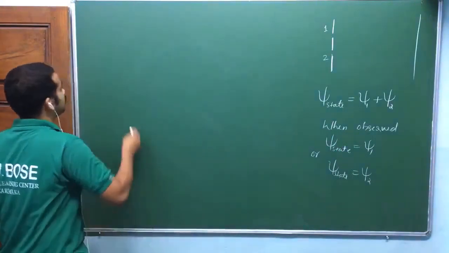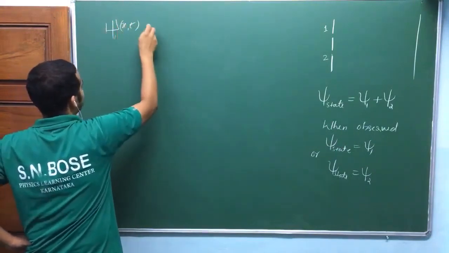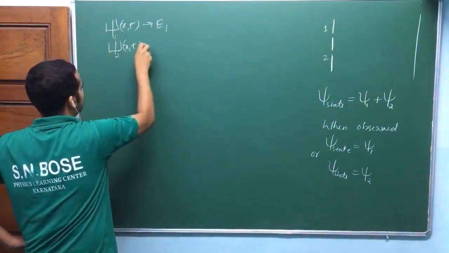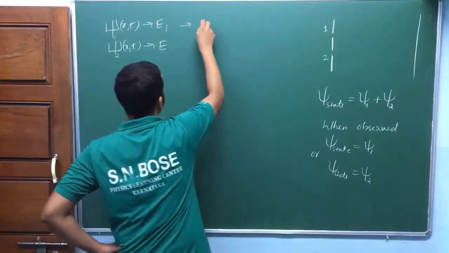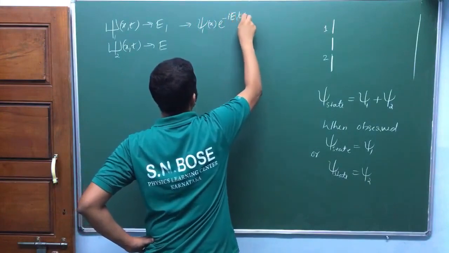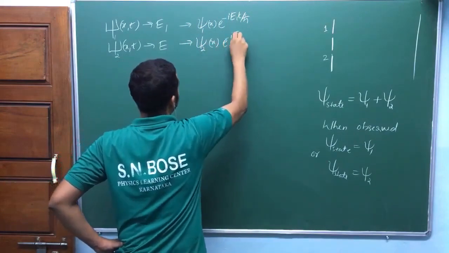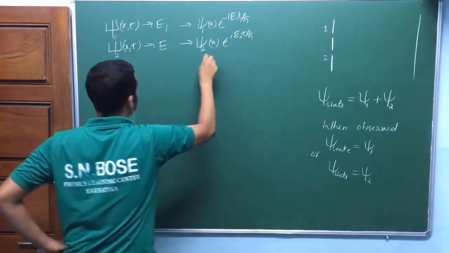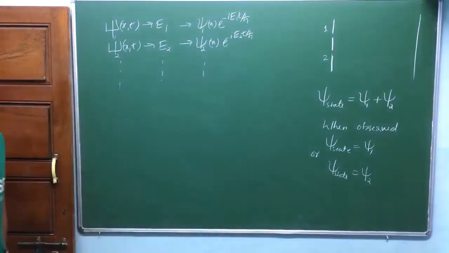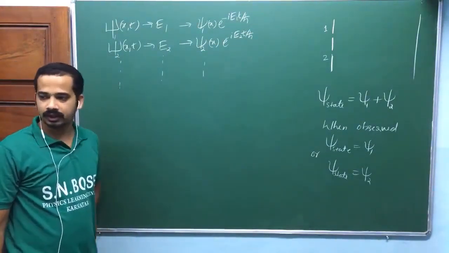In a very similar manner, look here. We had psi 1 of x comma t with energy E1, psi 2 of x comma t with energy E2. These are stationary states. Psi 1 of x into e power minus i E1 t by h bar, and similarly psi 2 of x into e power minus i E2 t by h bar. These were stationary states or definite energy states, eigenstates of the Hamiltonian.